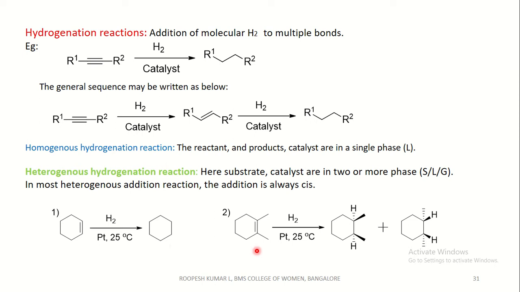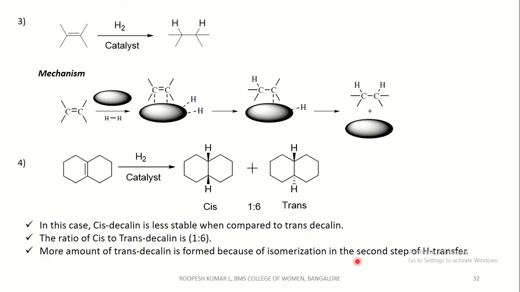Here, dimethyl cyclohexane on reacting with molecular hydrogen, with the same catalyst, that is platinum, at room temperature, we get a cis isomer. These both are cis isomers. Coming to the third example, tetramethyl ethylene reacts with molecular hydrogen in the presence of a catalyst to form an alkane.